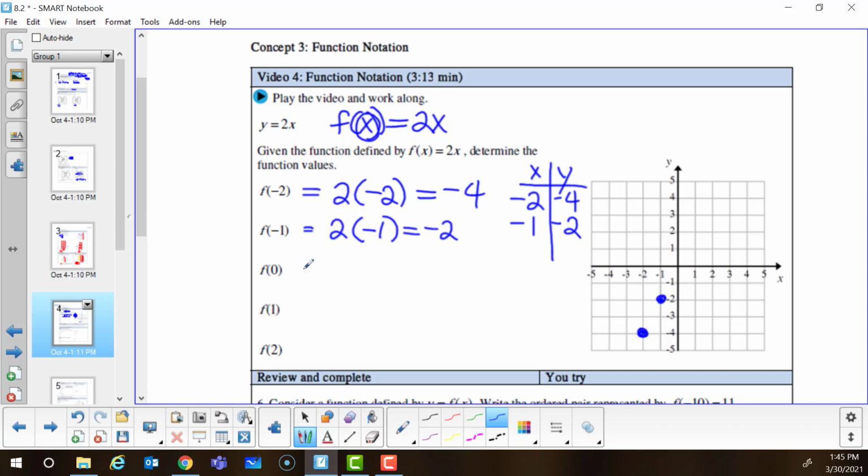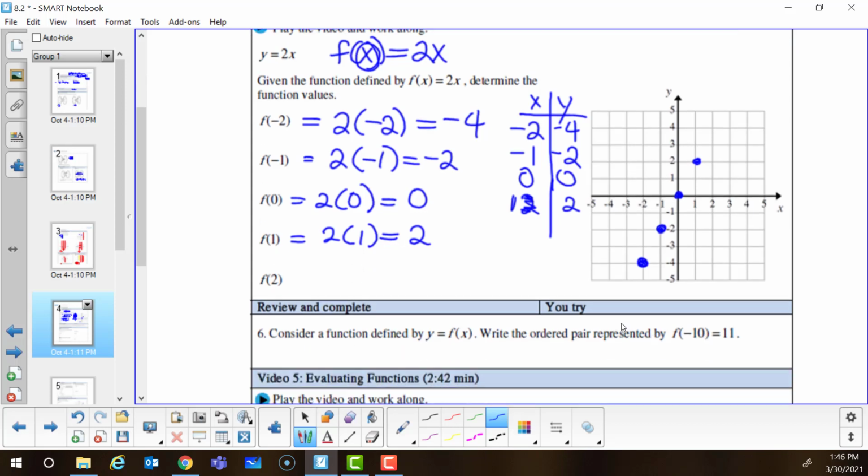And so on. F of 0 would be 2 times 0, so that would be 0. I put in a 0, I got out a 0. F of 1 would be 2 times 1, so that equals 2. I'm sorry, I put in a 1, didn't I? 1, and I got out a 2. So see, those are lining up just like when we were graphing. Same kind of thing. Now I can have a lot of different functions.